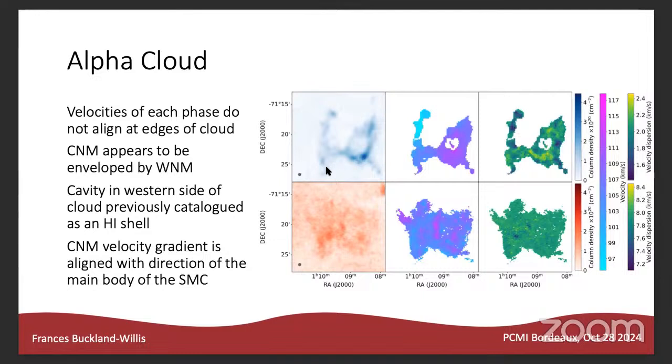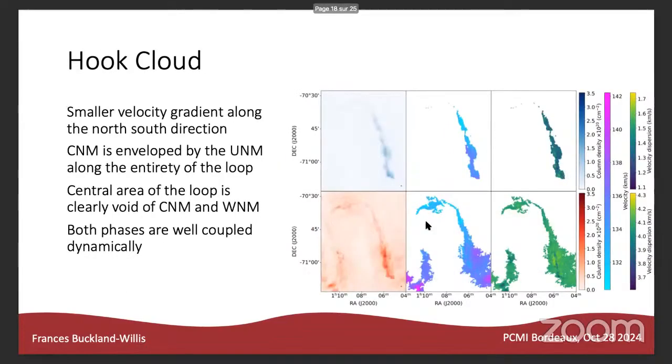So in this cloud, we see that the CNM appears to be enveloped by a less dense WNM. We have this little cavity on the western side that has been previously catalogued as an H1 shell in shell studies of this galaxy. And we find that there's a strong velocity gradient in the CNM, which is aligned with the direction of this cloud from the main body of the galaxy, but we don't see the same velocity gradient in the WNM.